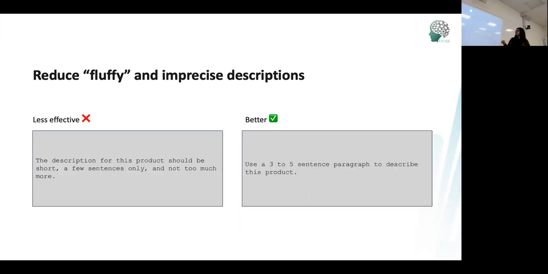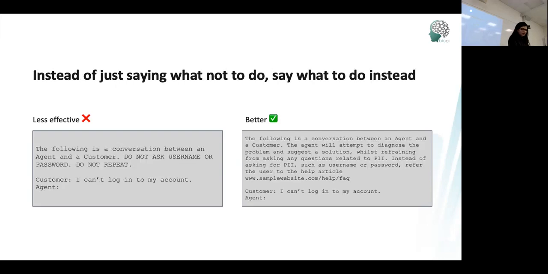Reduce fluffy and imprecise description. For example, it is less effective to say the description for this product should be short, a few sentences only, and not too much more. In this, ChatGPT might not know what's in my mind, but it's better to say that I want 2-3 sentences or a paragraph for the desired product. It's better to say that I want this type of description of the product.